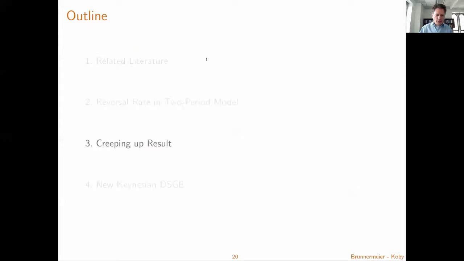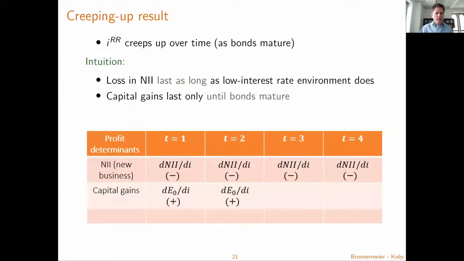Now let me talk about the creeping up result. So here's the intuition for the creeping up result. What we said before is that there are two forces we have to balance. One is, if you cut the interest rate, you hurt the banks by reducing their net interest income, because you give them less money on the safe assets and they make less profit from that. So for new business, the net interest income is going down.